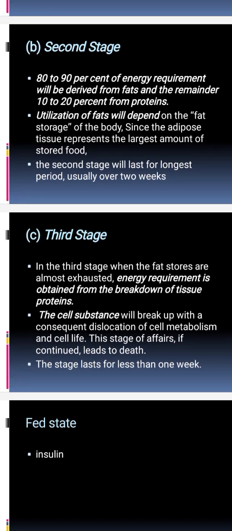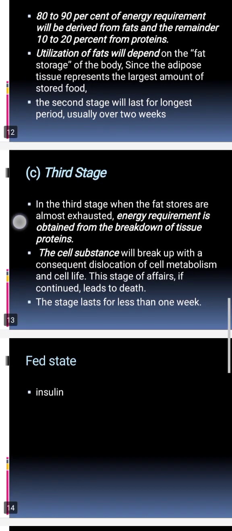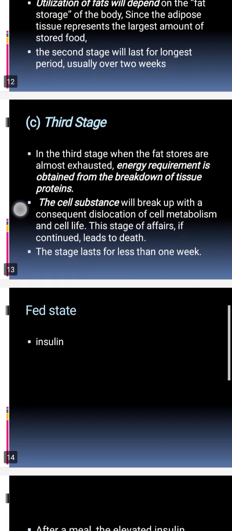The third stage of starvation: when the fat stores are almost exhausted, the energy requirement is obtained from the breakdown of tissue proteins. The cell substance will break up with consequent dislocation of cell metabolism and cell life. This state of affairs, if continued, will lead to death, of course. This stage will last for less than 1 week.